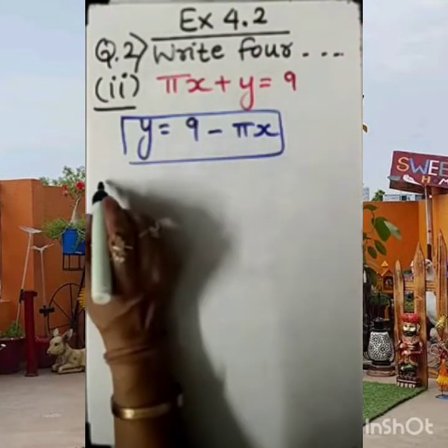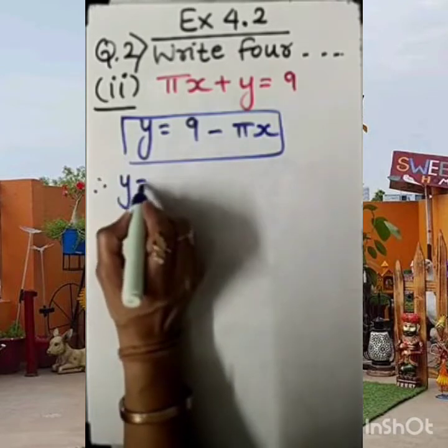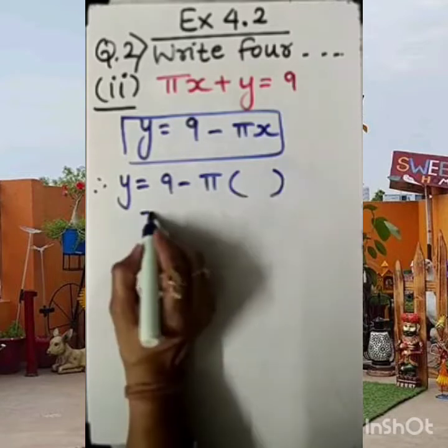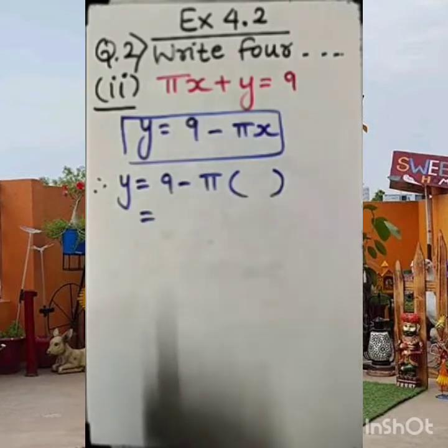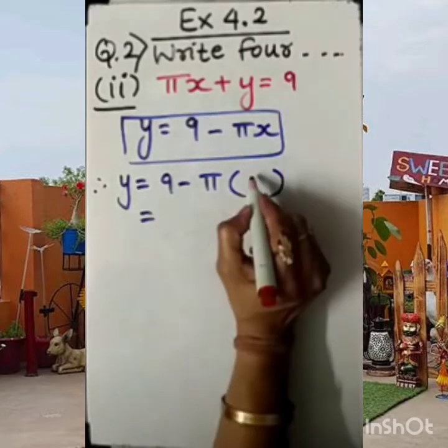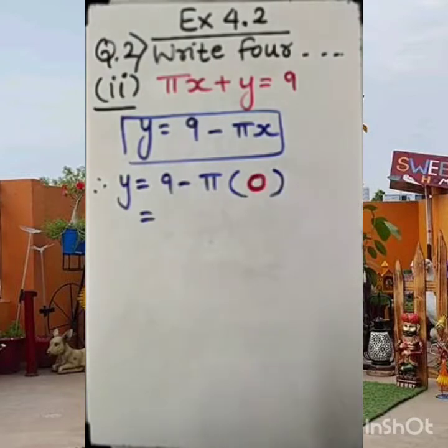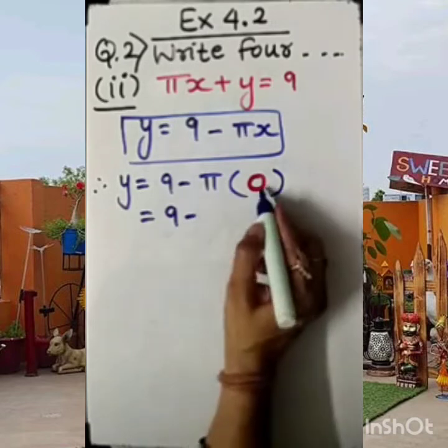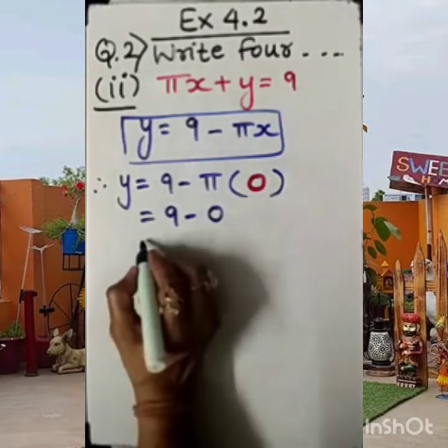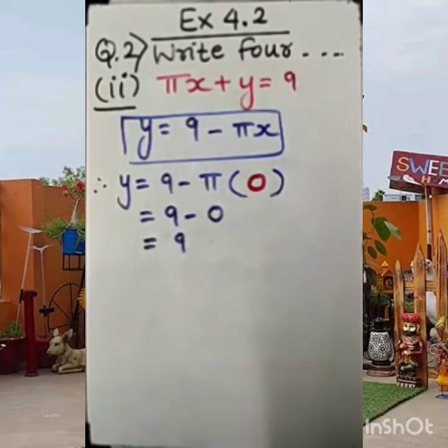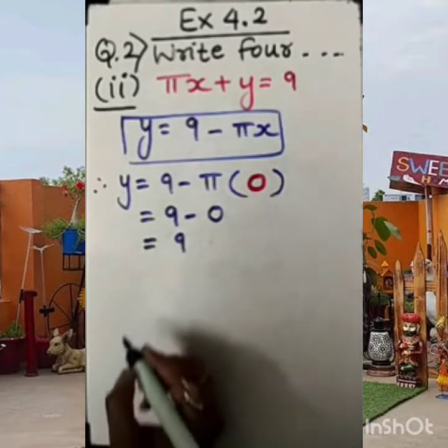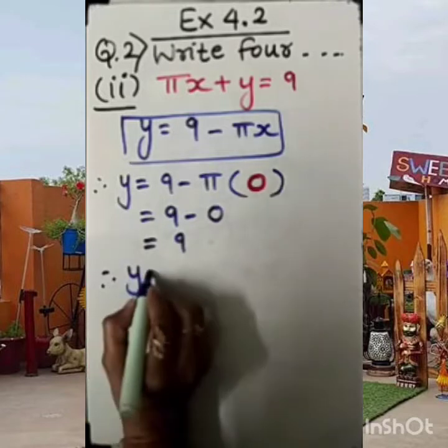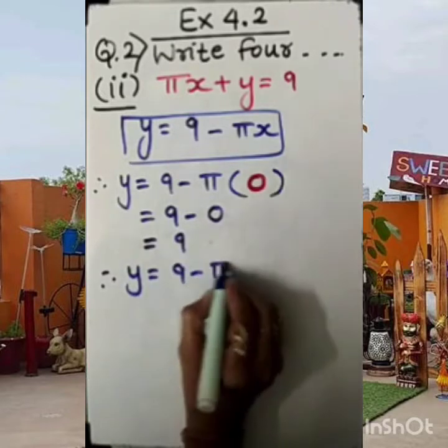Suppose I am choosing here. Let's begin. y equal to 9 minus pi x. In the first step, I would like to write 0. Suppose I am choosing 0 in place of x. Then what will be the simplification? We know pi multiplied by 0 is 0. So the answer is only 9. Clear to you?